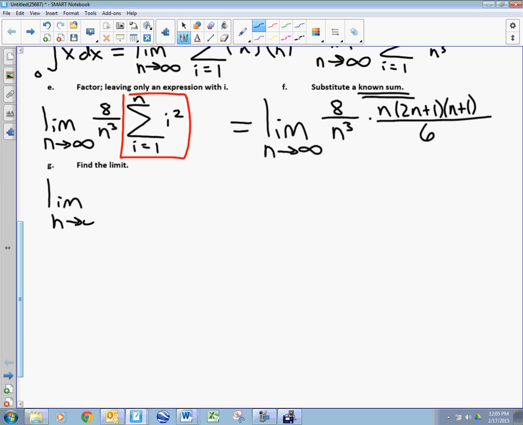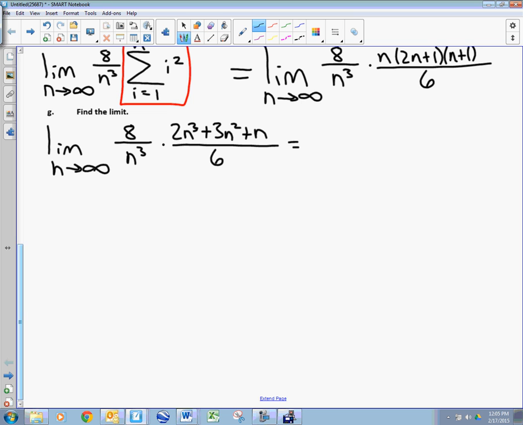Limit as n goes to infinity. We're going to FOIL this out. 2n times n, very good, times n, 2n to the third. Then I got 2n times 1 and 1 times n will give me, come on people, we're foiling, algebra. 2n times 1 and then n times 1. 3n times n is 3n squared. 1 times n, all over 6.